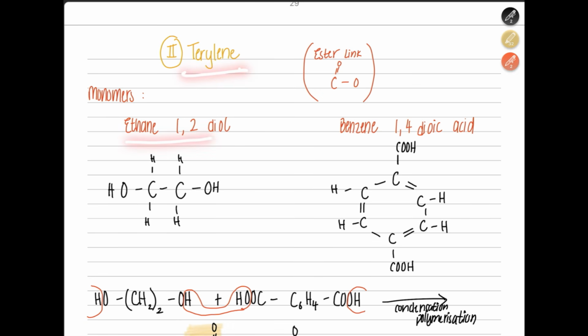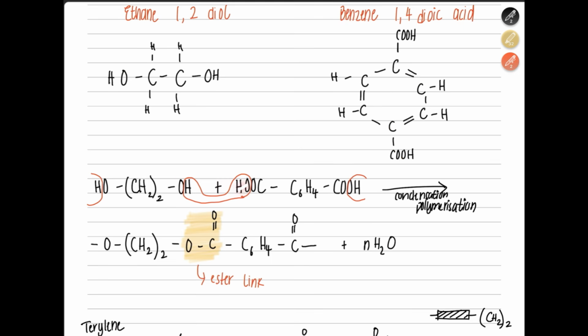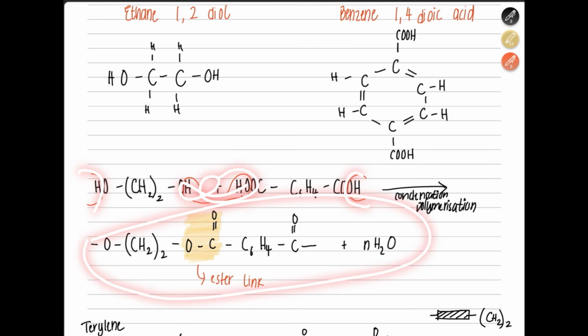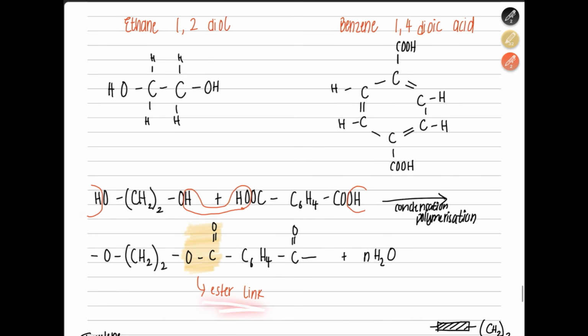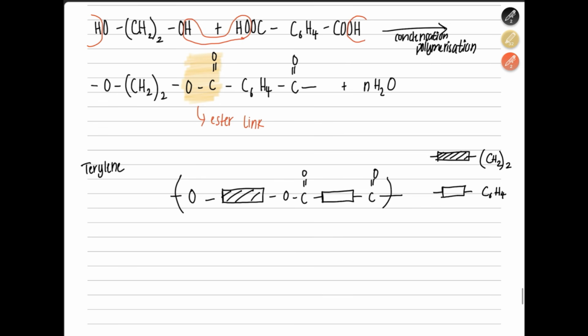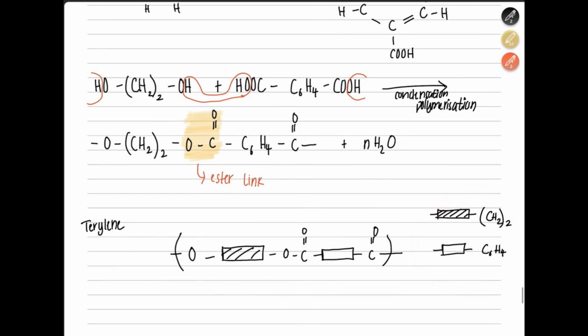So you have ethane 1,2-diol, because you have 2 carbons, and then you have diol, OH and OH on the first and second carbon. Then you have benzene 1,4-dioic acid. You have a benzene ring, and on the first and the fourth carbon you have the carboxylic acid. Water is removed from the center, and from the side you will get this. Now you get C double bond O, O, so this is an ester link. Terylene can also be represented like this. The key is shown over there.